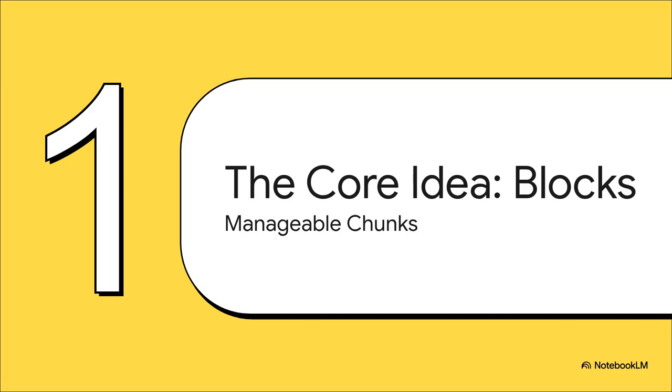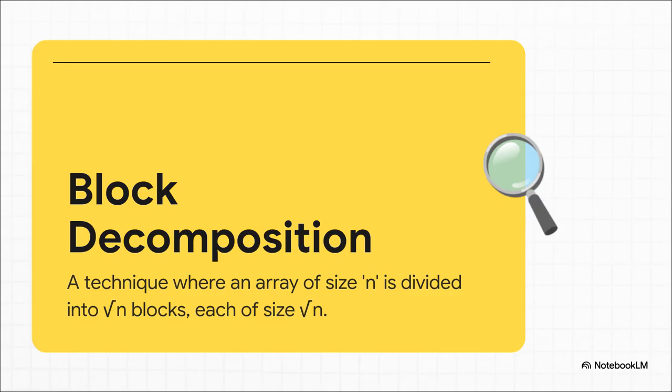First up, the core idea of blocks. This is really the fundamental concept. It's called block decomposition, and you're going to see this idea pop up again and again in different forms. So for your exams, the key definition here is that we're splitting a big array into a more manageable number of chunks. Think of it like a huge library. Instead of searching every single book on every shelf, what do you do? You first find the right section. That's our block. And then you only search the shelves inside that one section. It's a simple but really powerful way to organize things.